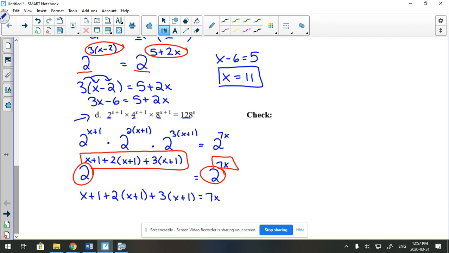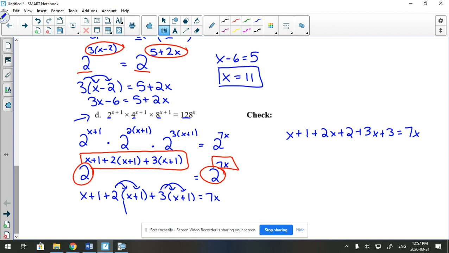And now it's all about simplifying to make it easier to deal with. So let's multiply out our brackets to get rid of them. So I'm going to be left with an x plus 1 plus 2x plus 2 plus 3x plus 3 all equals 7x. I'm going to group all my like terms.